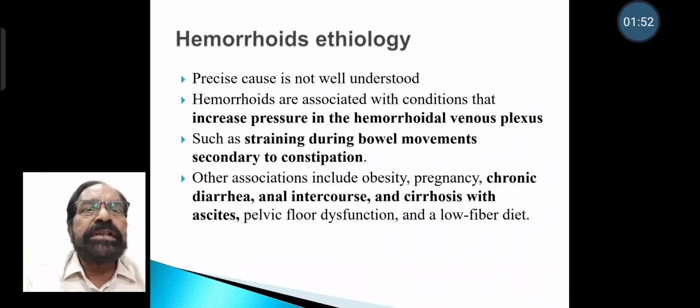Hemorrhoids are associated with conditions that increase pressure in the hemorrhoidal venous plexus, such as straining during bowel movements secondary to constipation. Other associations include obesity, pregnancy, chronic diarrhea, anal intercourse, cirrhosis with ascites, pelvic floor dysfunction, and even a low fiber diet.